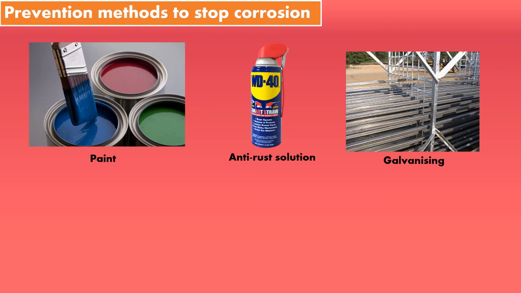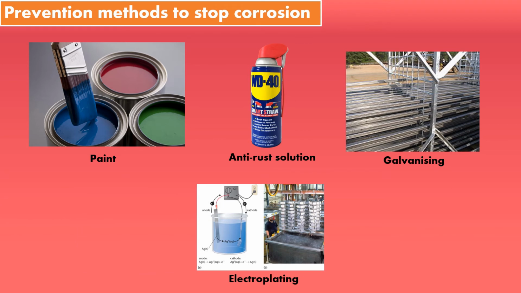Electroplating. Electroplating is the process of coating a metal with a thin layer of another metal by electrolysis to improve the metal's corrosion resistance. Okay, so now let us talk about rancidity.